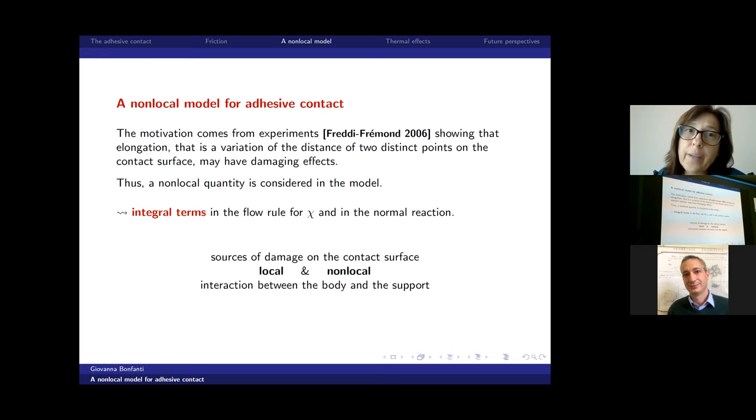And the motivation, in fact, comes from experiments. In fact, this paper due to Freddy and Fremont shows that the elongation, that is the variation of the distance between two distinct points on the contact surface, may have damaging effects. So in order to take into account effects like this, we have to introduce into the model a non-local quantity. And as a consequence, integral terms will appear in the flow rule and in the normal reaction.